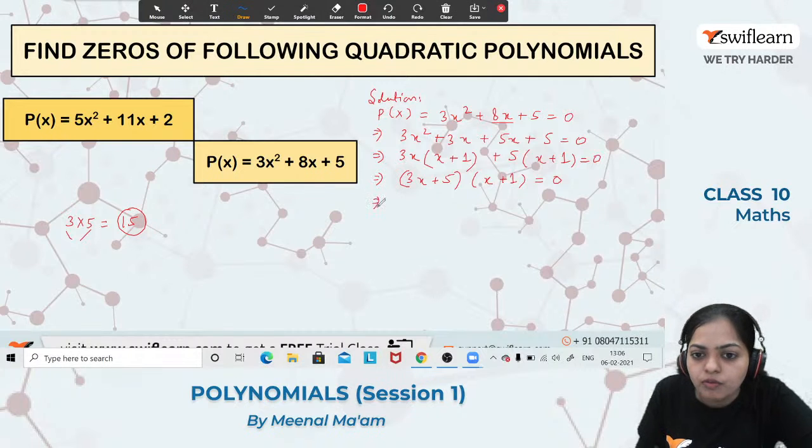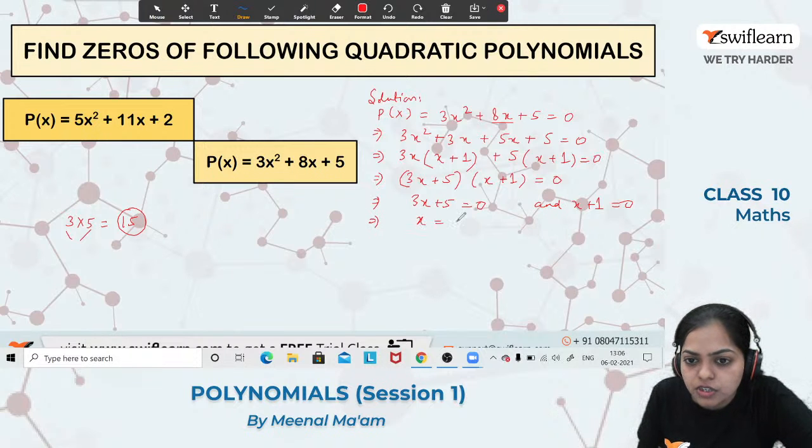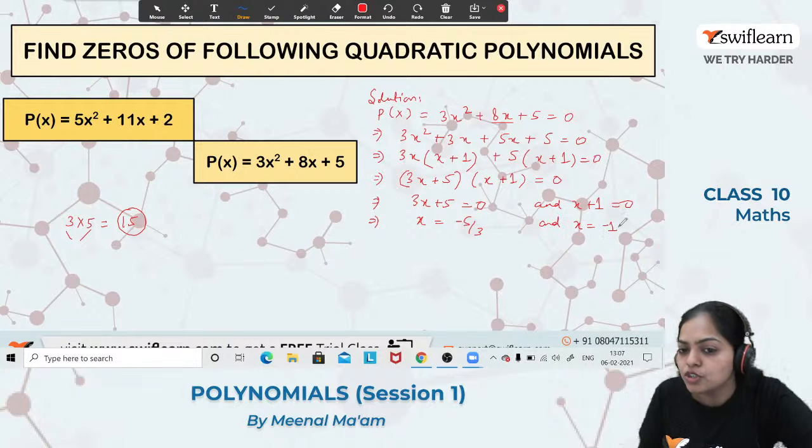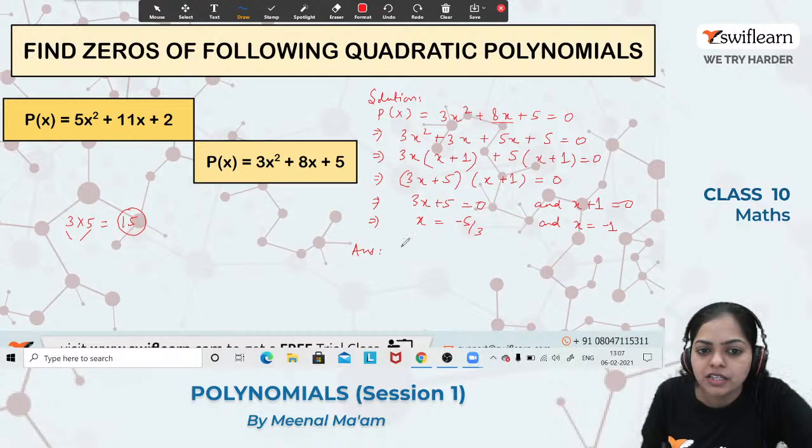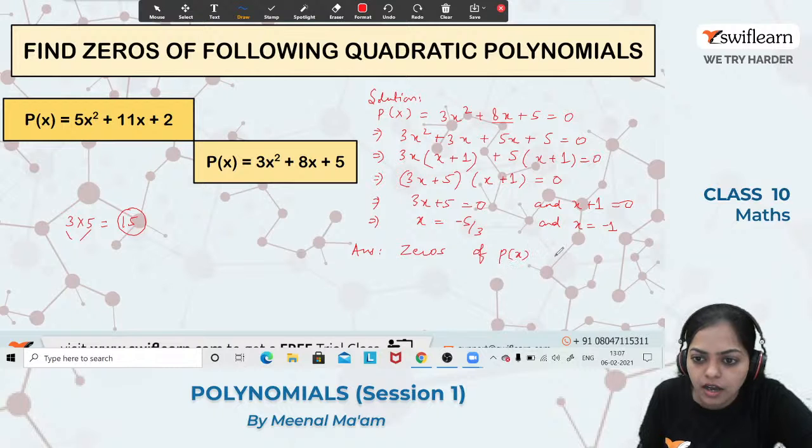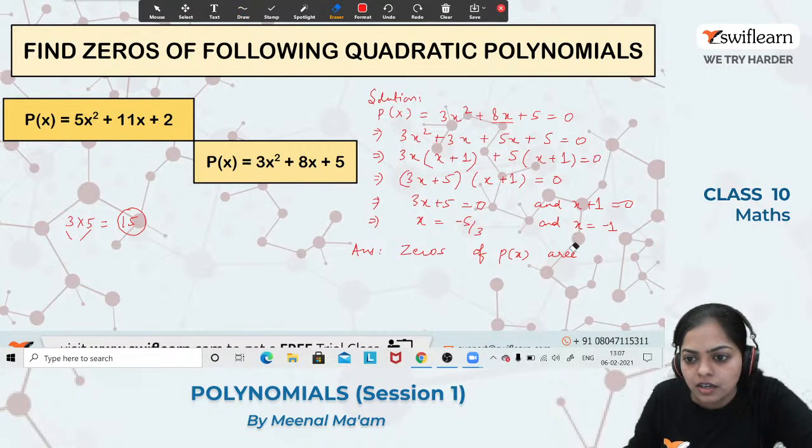Now, what will we get? 3x plus 5 is equal to 0 and x plus 1 is equal to 0. Now, if I solve this, what will I get? x equals minus 5 by 3. And when I solve this, what will I get? x equals minus 1. So, my answer will be: the zeros of p(x) are, just a minute, are minus 3, minus 5 by 3 and minus 1.